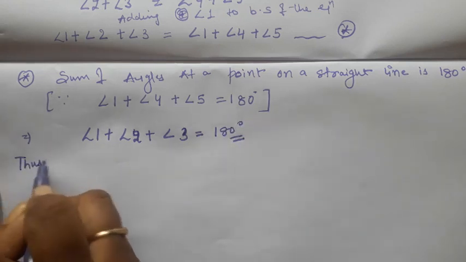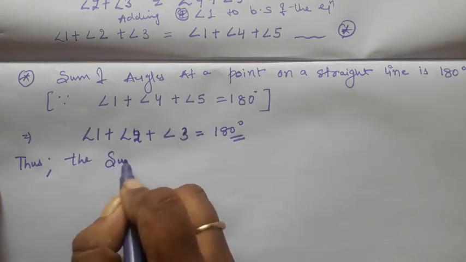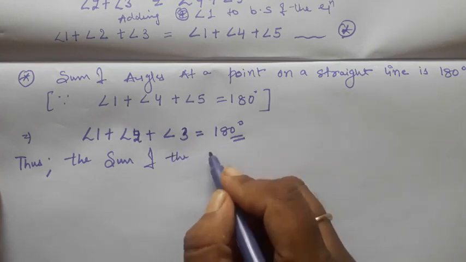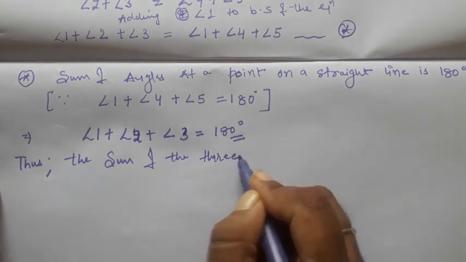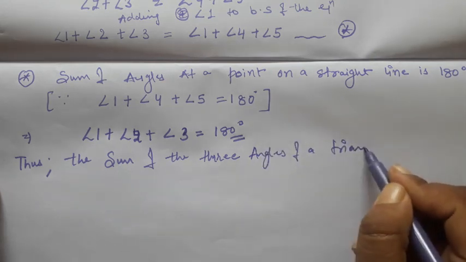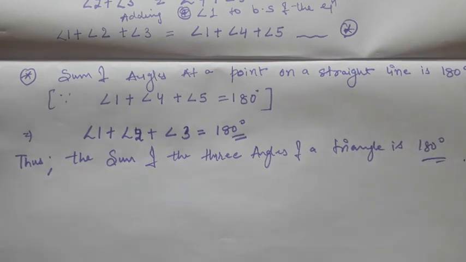Thus we have proved that the sum of the three angles of a triangle is 180 degrees, or you can say the sum of the angles of a triangle is 180 degrees. Okay, I hope it is clear. Some quadrilateral part is also there based on this theorem, but I'll discuss it later.